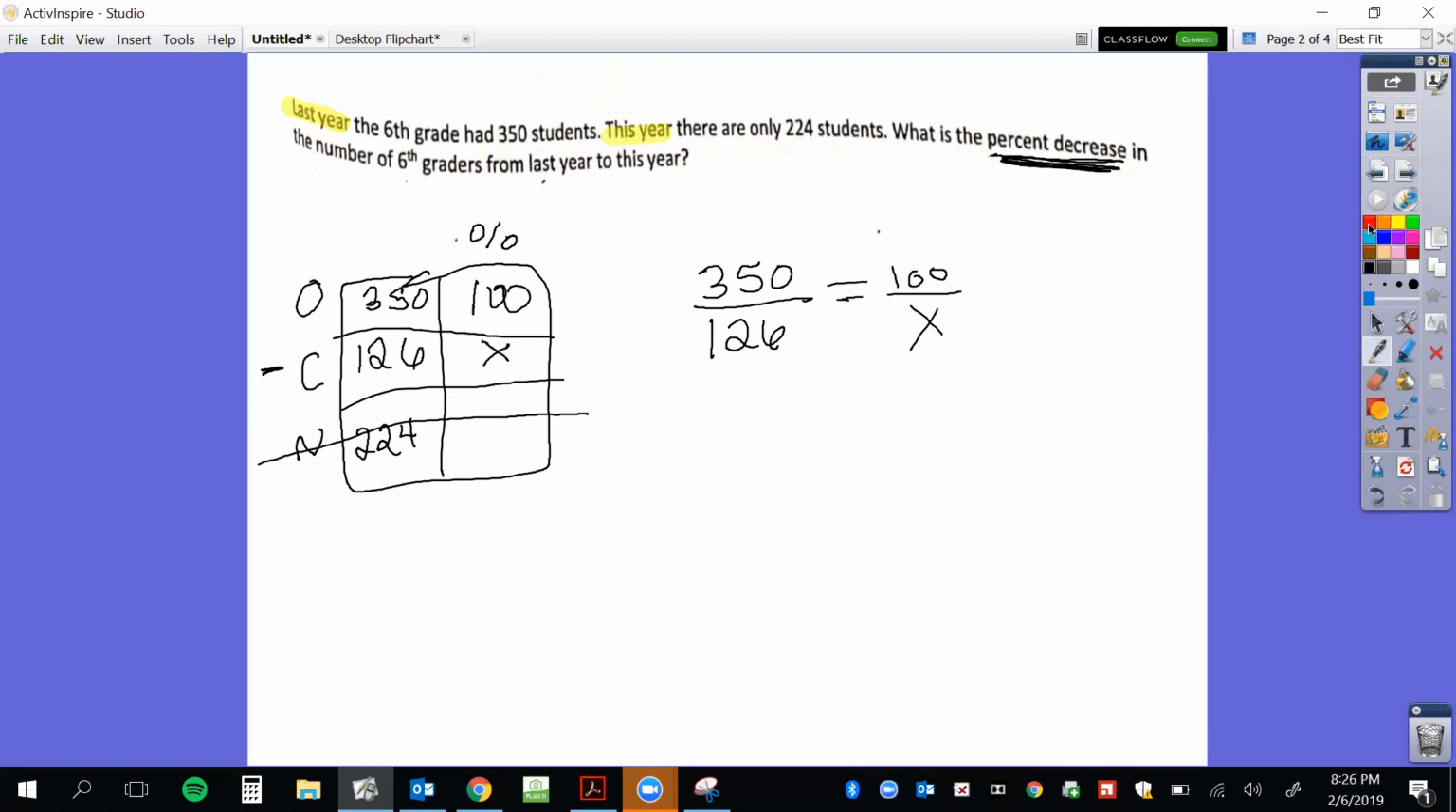Now we need to solve this proportion. Off the top of my head, I don't really see too much that I can do, so I could simplify a fraction. I know that they both end in an even number, so they are both divisible by 2. If I took 350 and divided it by 2, I would get 175. And if I took 126 and divided it by 2, I would get 63.